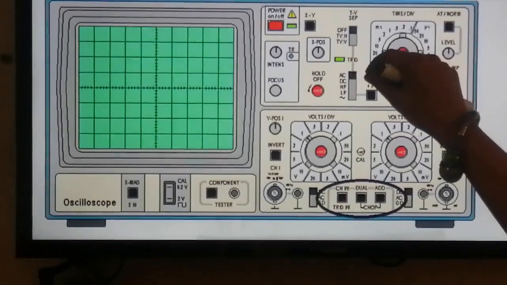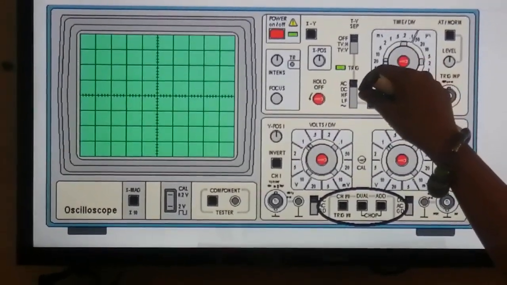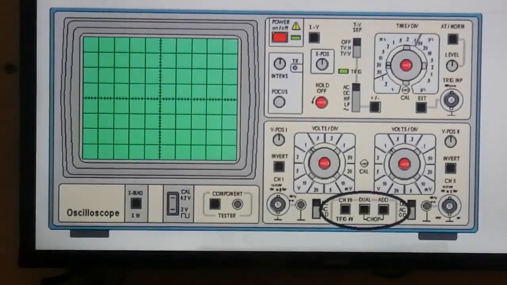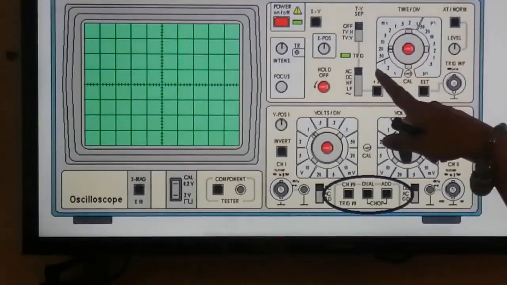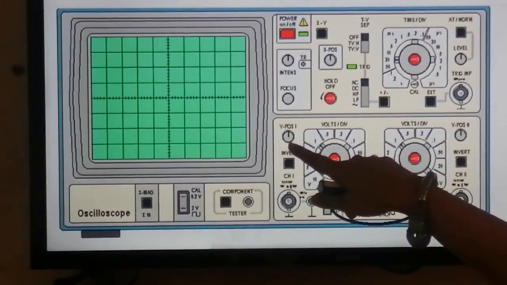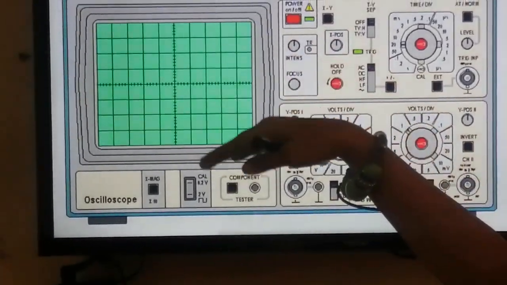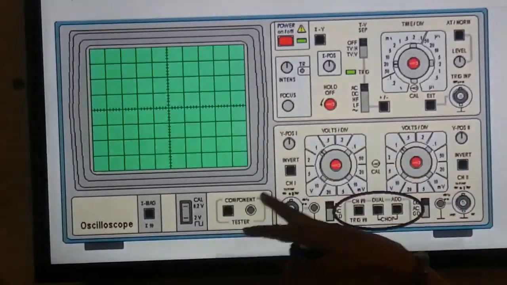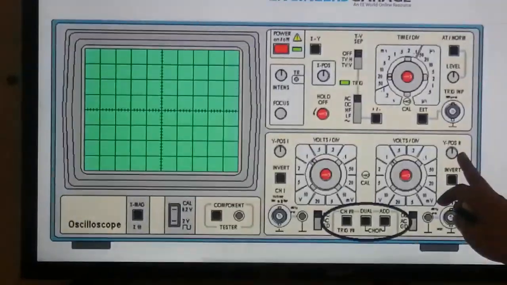If we put it on the AC, we will be able to see the AC wave. If we put the knob on the DC function, then we will be able to see the DC type of wave. So these are the buttons that we play. So this is the X position and Y position. If you want to move the wave in the upward direction, we play with this Y position knob on both the channels, channel 1, channel 2.